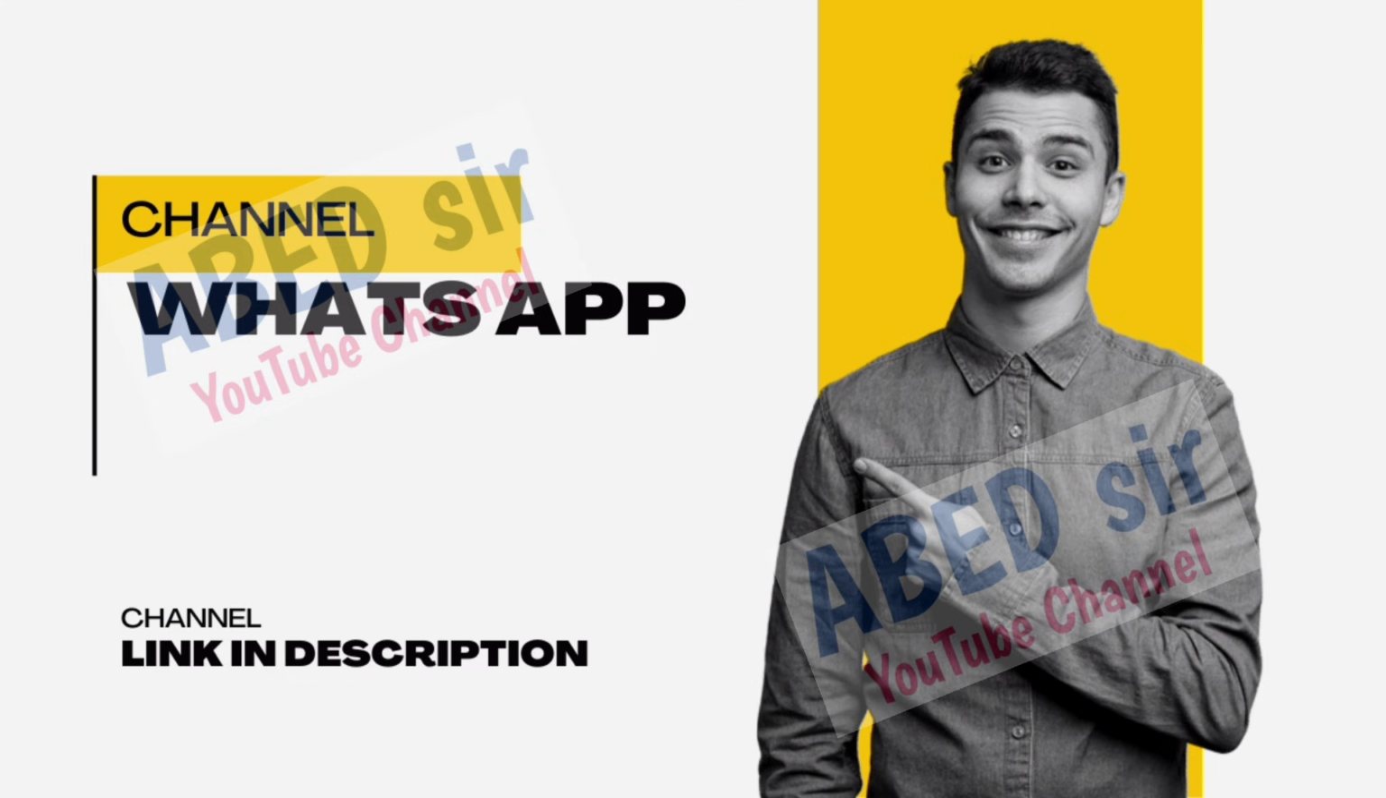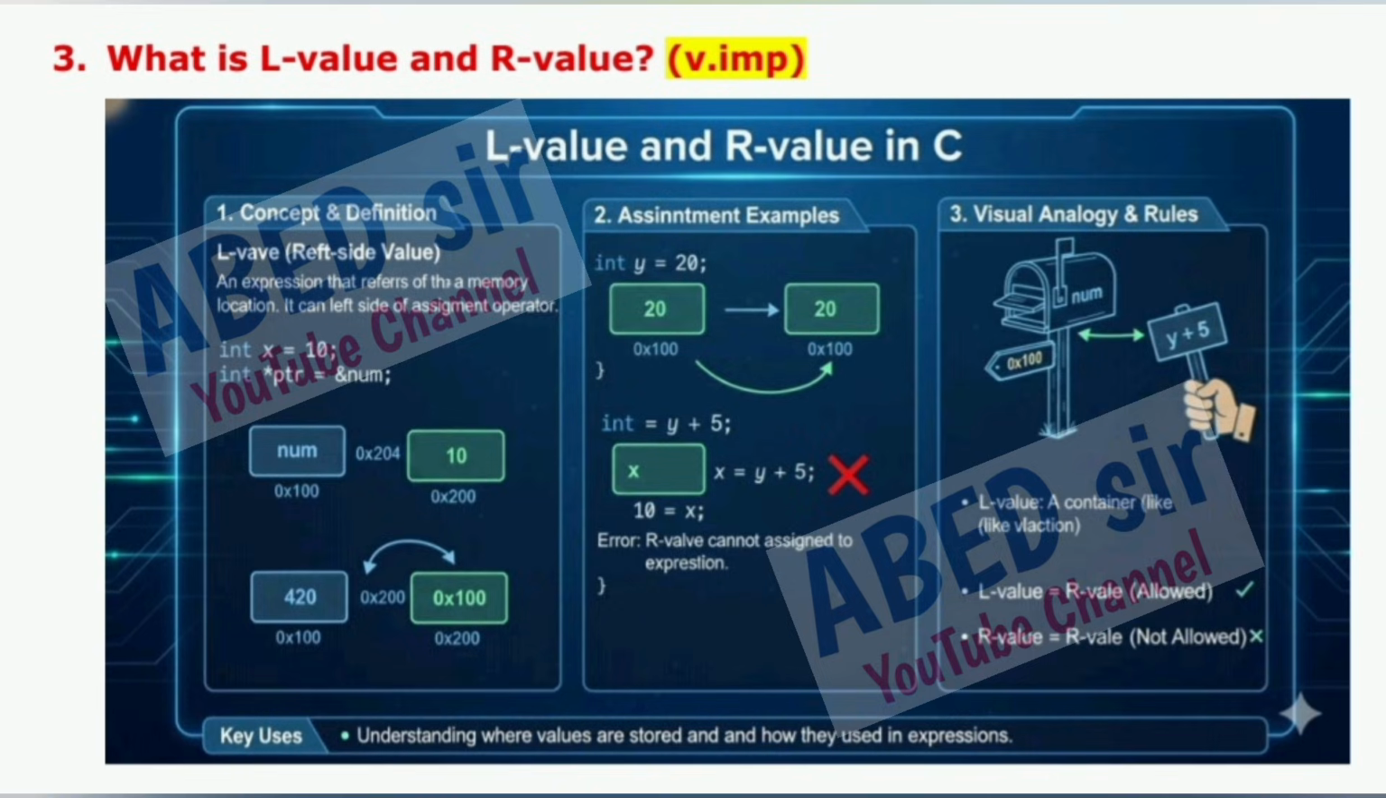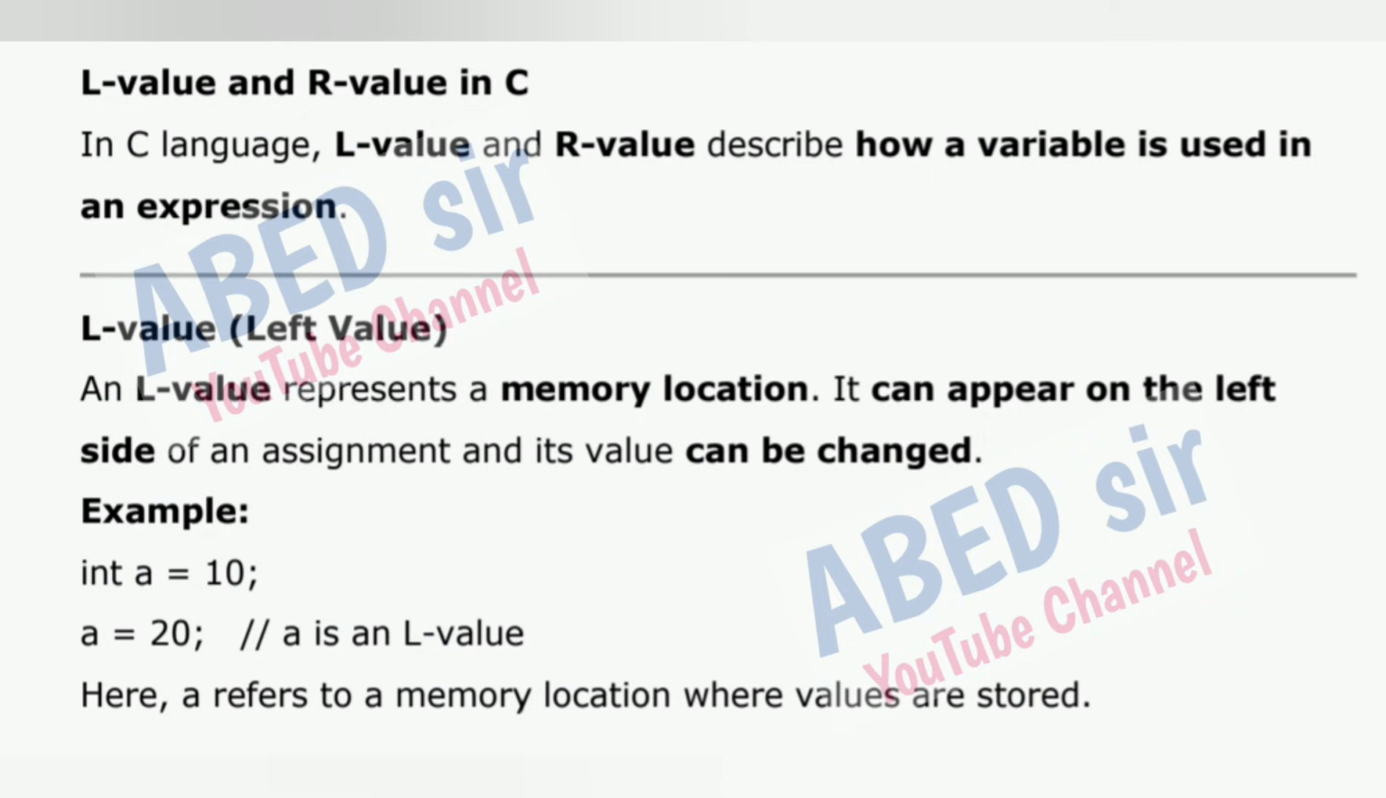Next important short question is 3. What is L value and R value? L value and R value in C. In C language, L value and R value describe how a variable is used in an expression. L value, left value. An L value represents a memory location. It can appear on the left side of an assignment and its value can be changed. Example: int a = 10. a = 20. a is an L value. Here, a refers to a memory location where values are stored.